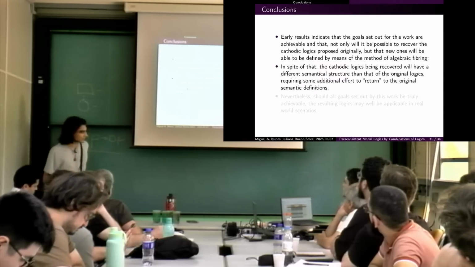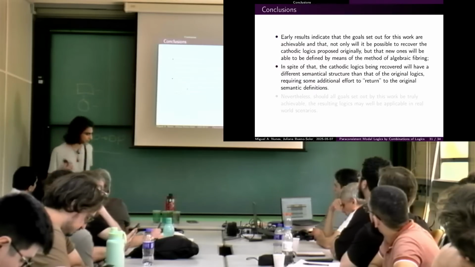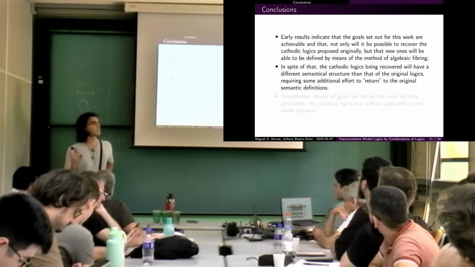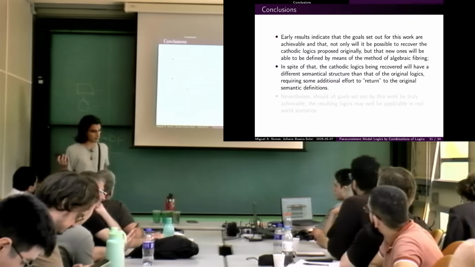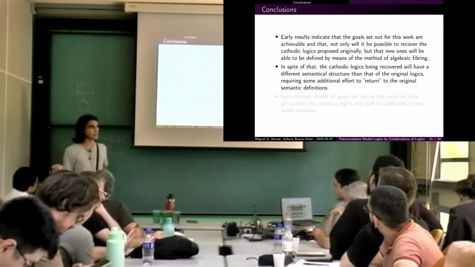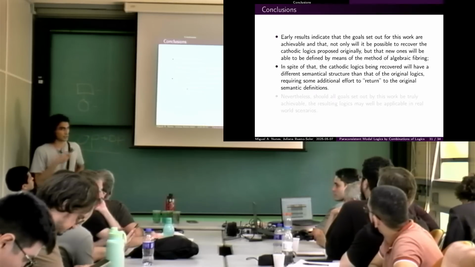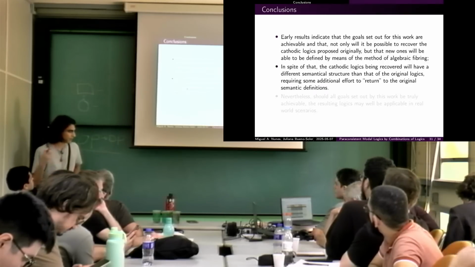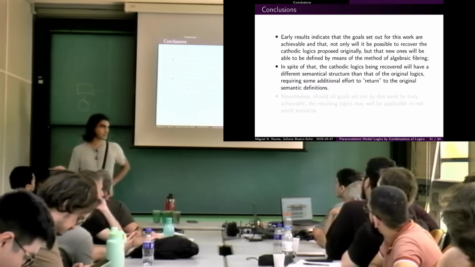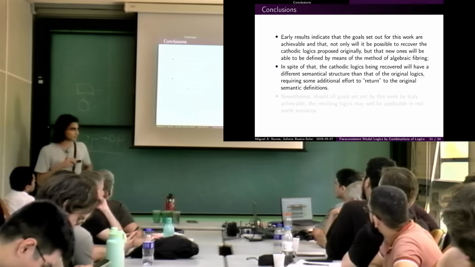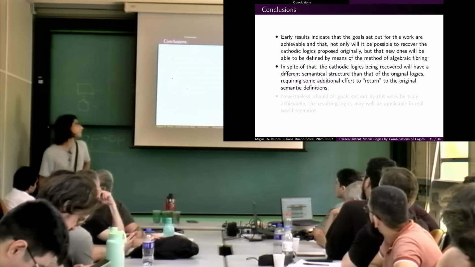the logics obtained by the algebraic fibering will have a slightly different semantical structure, not syntactical, but semantical, and it will require some minimal effort to transform these new definitions back into the original definition. It was originally defined in Juliana's papers with a three-valued possible world semantics, I think it was, and the possible translation semantics. So it will take a bit of effort to go from CEQ valuation rules back into that, but it is easily achievable.